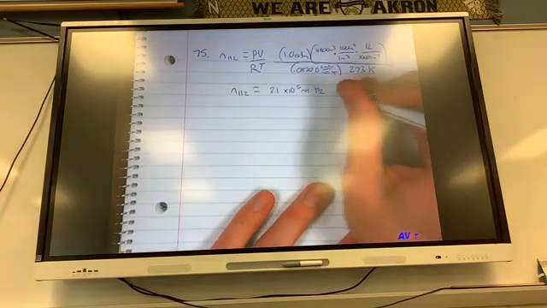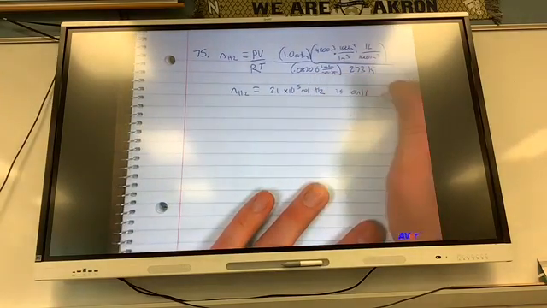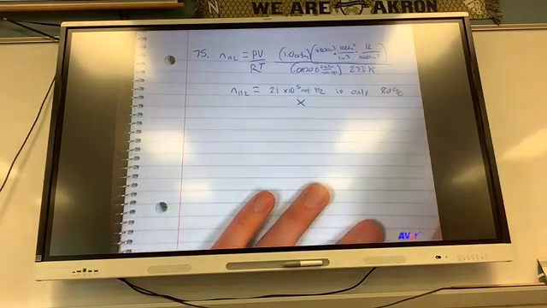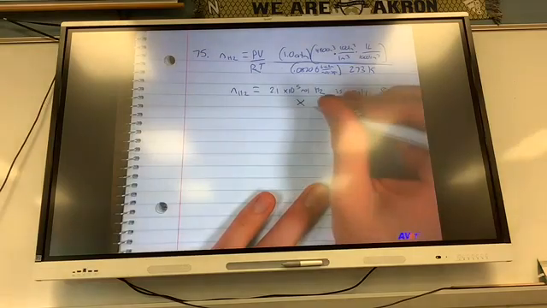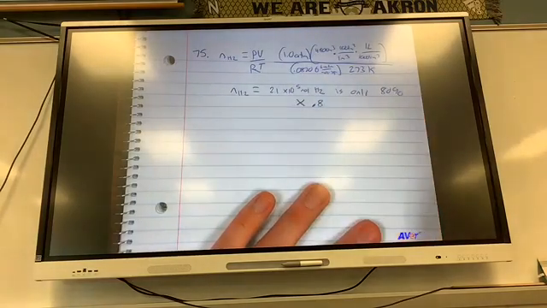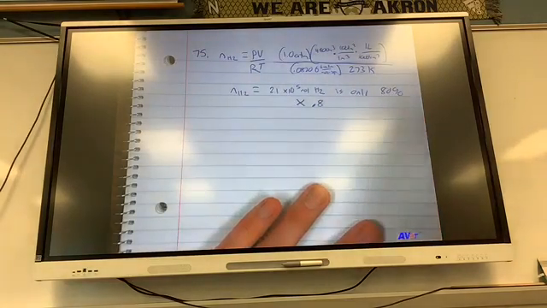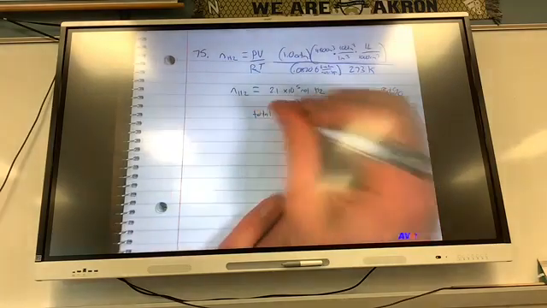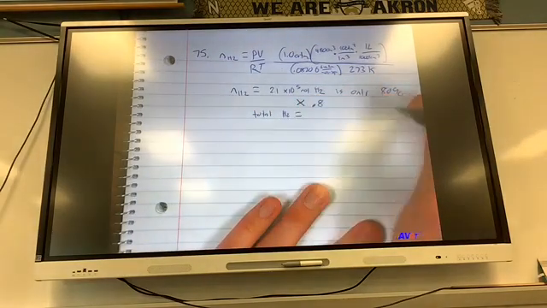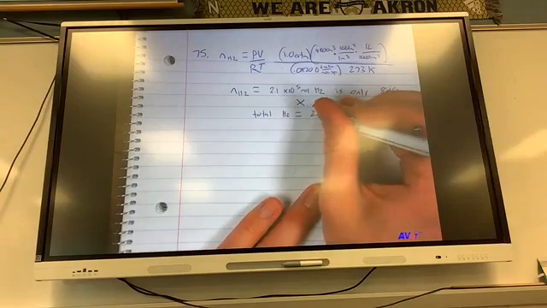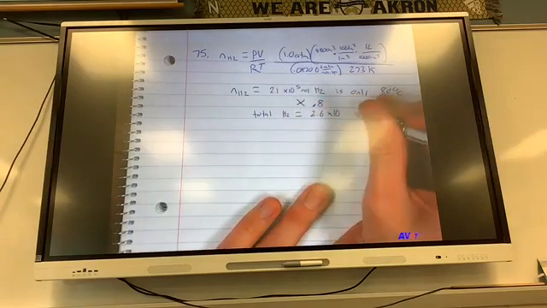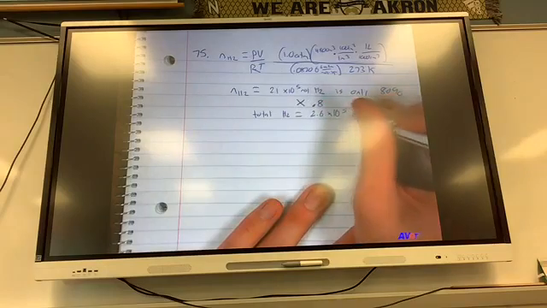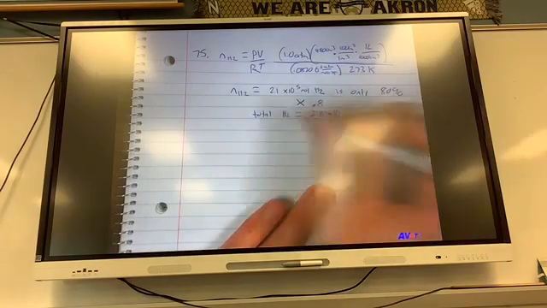But that is only 80%. So I have to take this number times what? 0.2? Or no, times 0.8, right? So my total H2 is 2.6 times 10 to the 5th moles of H2, because it's only basically 80%.